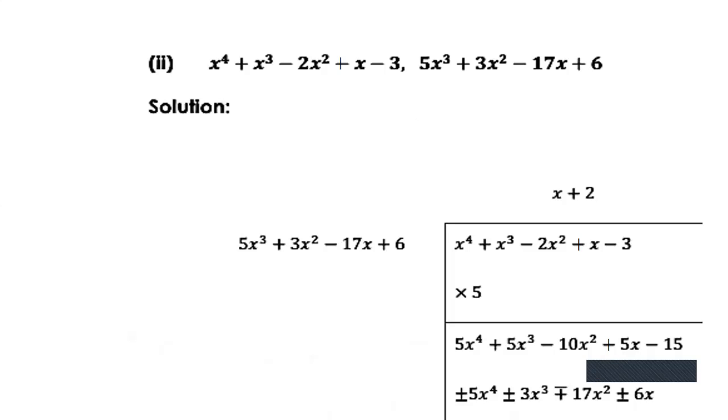Okay. So see here, which of the following terms has the highest power? We will put this outside. As you know, x power 4 plus x cube minus 2x square plus x minus 3 has a greater value as compared to 5x cube plus 3x square minus 17x plus 6.